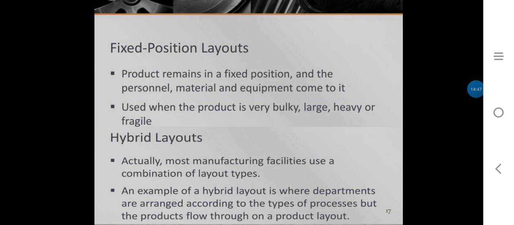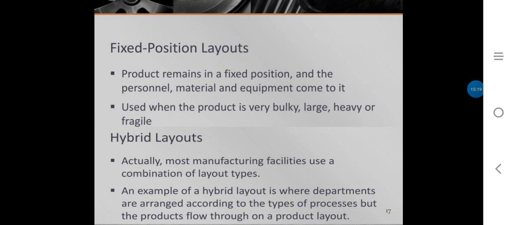That means it has sites. The best example is the construction site. For the fixed position layout, the product remains in a fixed position and the personnel, materials, and equipment come to it. It is used when the product is very bulky, large, heavy, or fragile. The best examples are construction sites, bridge construction or building construction, and also shipbuilding and aircraft building. Those are examples of the fixed position layout.